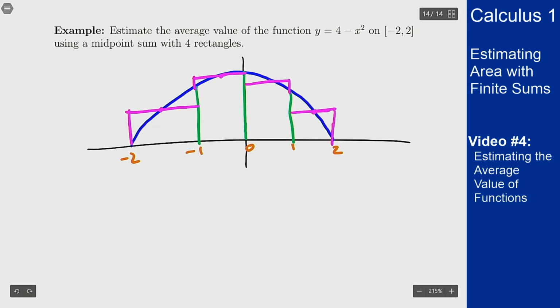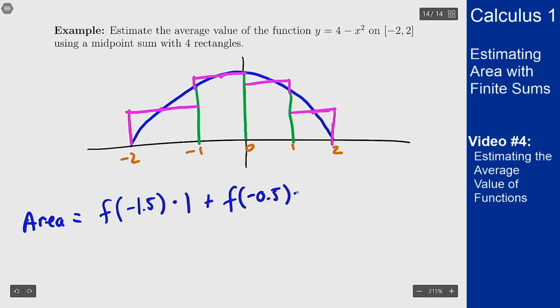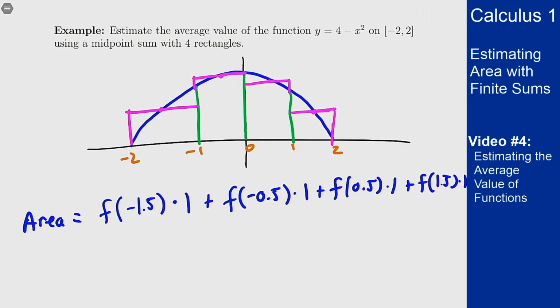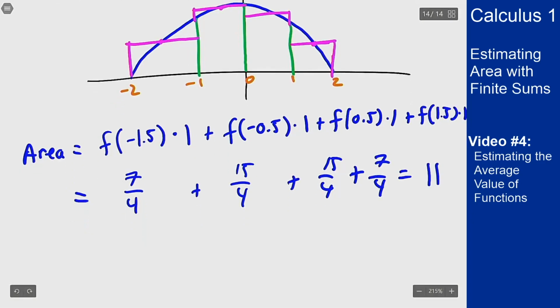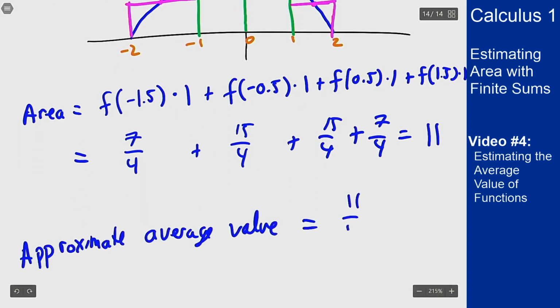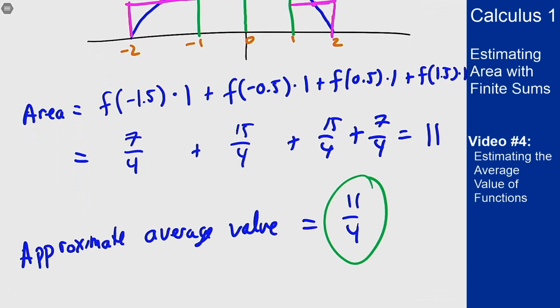So the area that I'm looking for is going to be the function value at minus 1.5 times 1, because the interval has width 1, function value at minus 0.5 times 1, function value at 0.5 times 1, function value at 1.5 times 1. I can plug all these values into f. I get those numbers. When I add them up, I get 11. So our approximation of the area here is 11, which means our approximate average value is 11 over 4. That's the idea of the average value of a function, how we can approximate using our rectangle approximation to areas that we talked about previously.